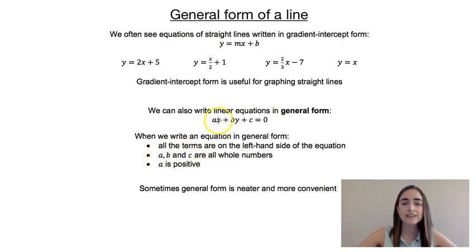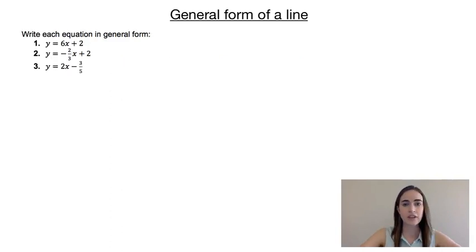Our a, b, and c, our coefficients and our constant term, they're all whole numbers, and a is always going to be positive. So we're always going to write the x term first, and we want it to be positive. So the reason we write it like this sometimes is just that occasionally, depending on the situation, it can be neater and it can be more convenient. So I want to have a look at a few examples of converting between general form and gradient intercept form.